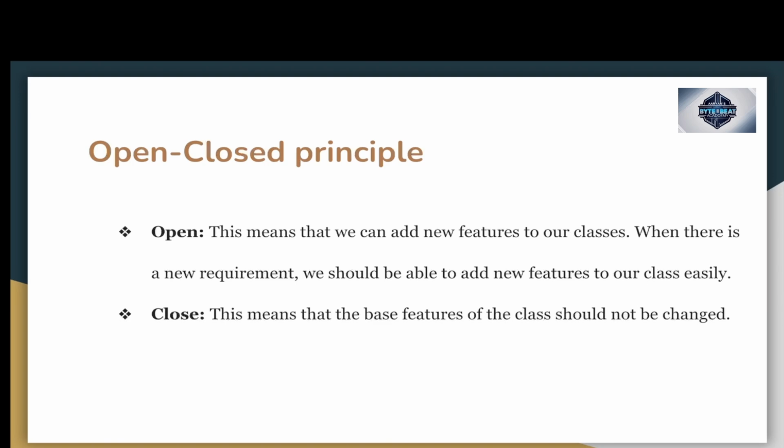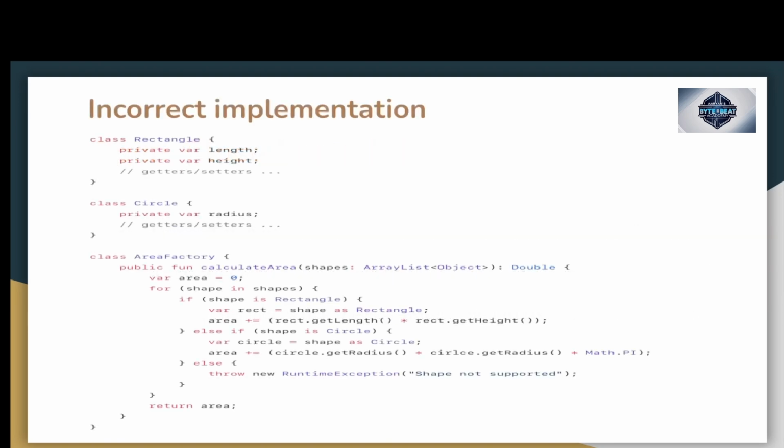Let's take a code example of how the open close principle works. We have an incorrect implementation here. You can see a class Rectangle and a class Circle, and a class named AreaFactory which calculates the area of a shape. Having a close look at the code, we see an if else statement to separate out the shapes.